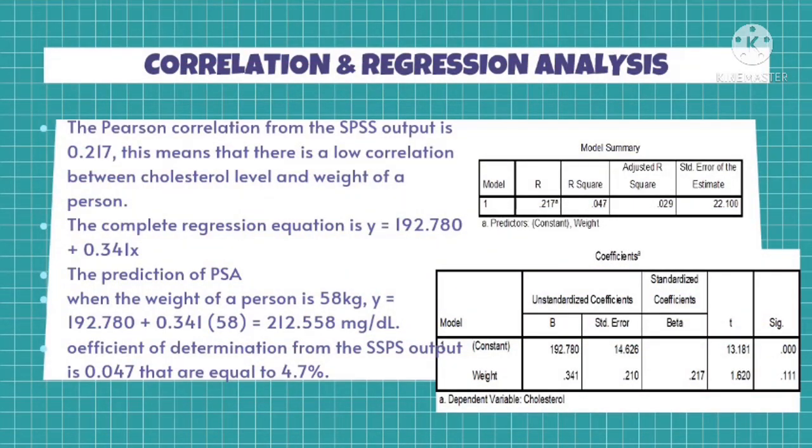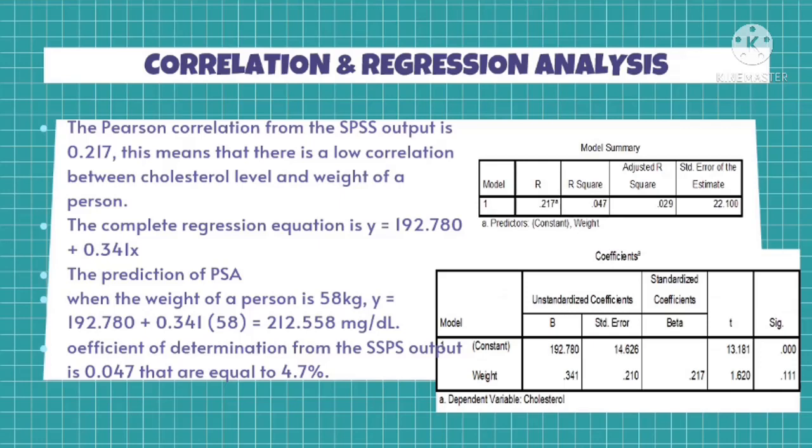The Pearson correlation from the SPSS output is 0.217. This means that there is low correlation between cholesterol level and weight of person. For the y-intercept is 192.780, and for the slope from the SPSS output is 0.341, meaning that when the value of weight of person is increased, the cholesterol level is increased.